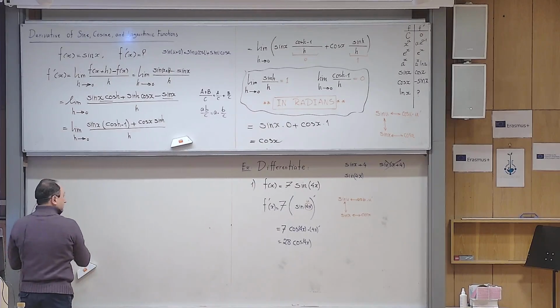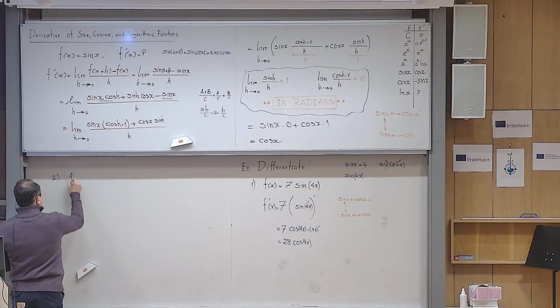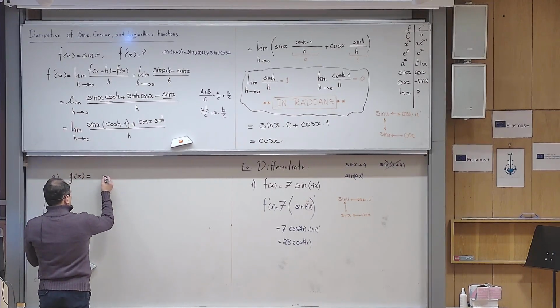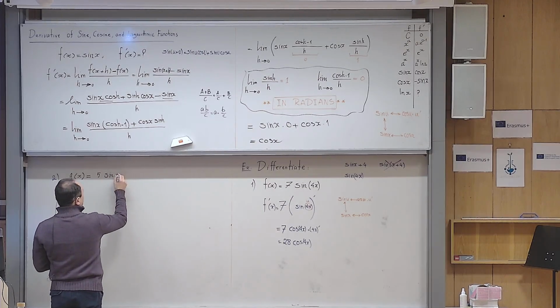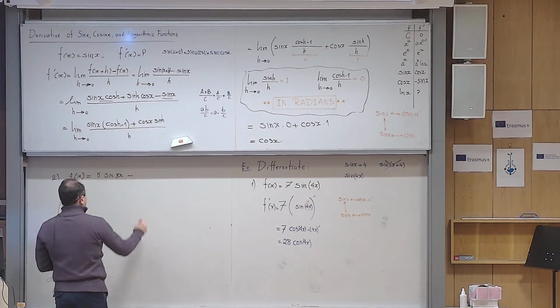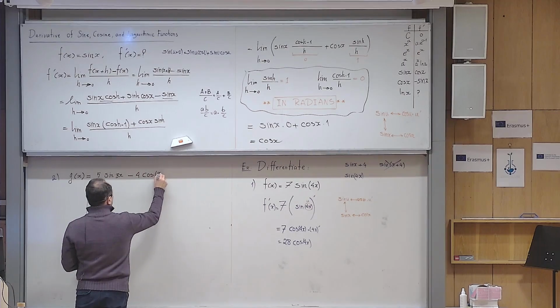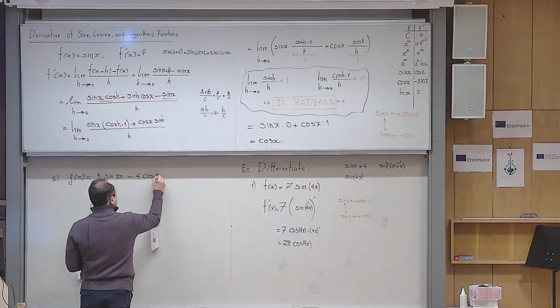Number 2. So what do you think about this? g of x is equal to 5 sine 3x, and then minus 4 cosine x over 2. And you don't need to write the pair of brackets for this either, so you can just simply write x over 2.